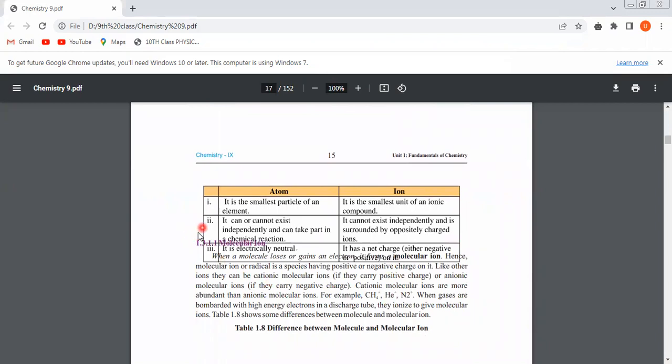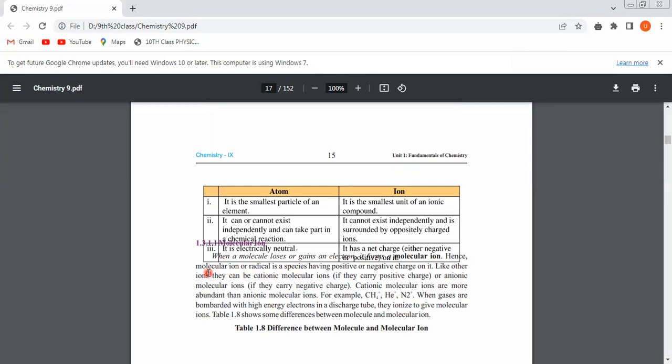Difference between atom and ion. Atom: it is the smallest particle of an element. Ion: it is the smallest unit of an ionic compound. Atom: it can or cannot exist independently and can take part in a chemical reaction. Ion: it cannot exist independently and is surrounded by oppositely charged ions. Atom: it is electrically neutral. Ion: it has a net charge, either negative or positive.